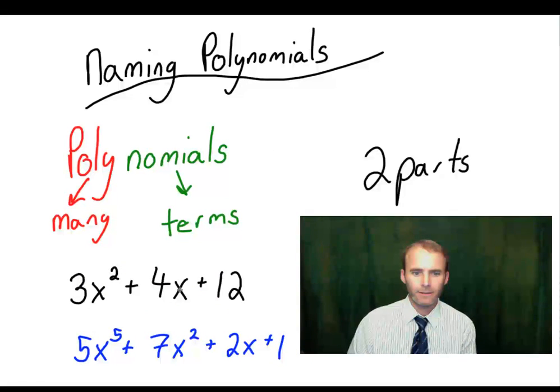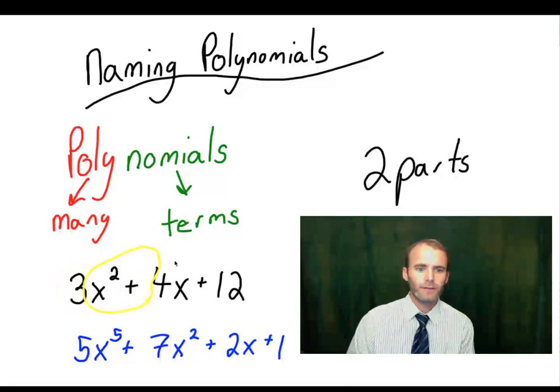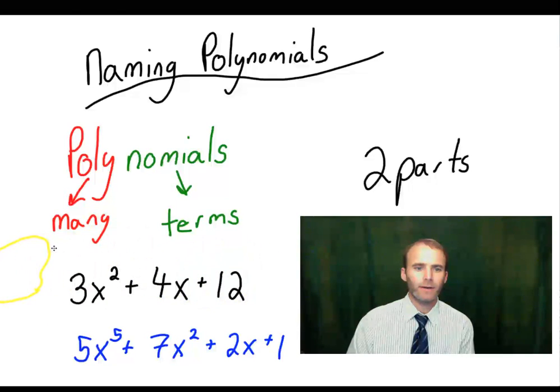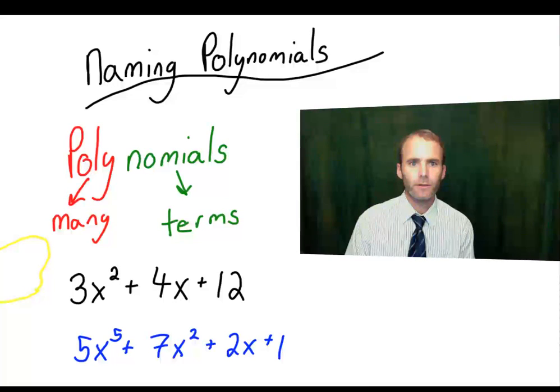Here is a polynomial, and remember what the word term signifies. This is a term in this polynomial. So 3x squared plus 4x plus 12. This is a term. This is also a term, and this is a term. So in this case, we have three terms for this polynomial. So this one has three terms.